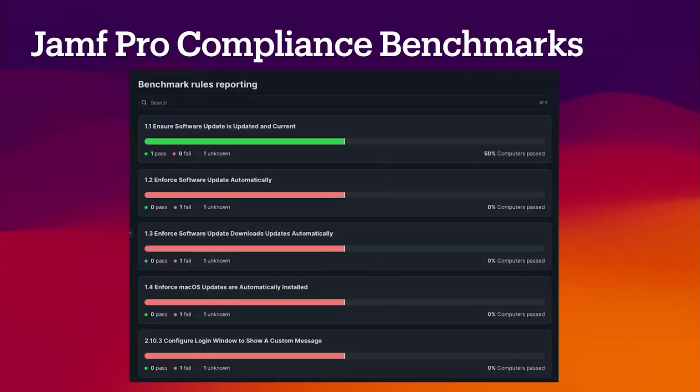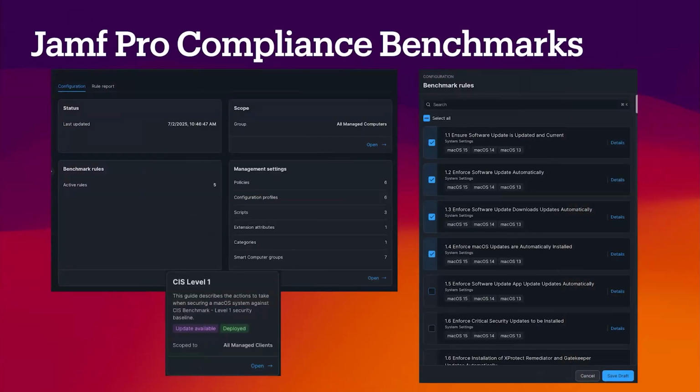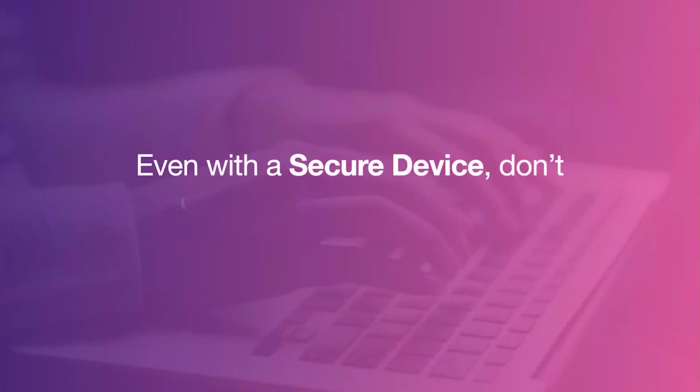And then in this screenshot, from a bird's eye view, you can see the pass, fail, and unknown reporting. Clicking on these titles allows you to dig deeper. Now, specifically, this is compliance benchmarks for macOS. This is built into Jamf Pro. It does require Jamf account SSO in order to get it set up, but it's a very nice feature to have to help secure our devices.